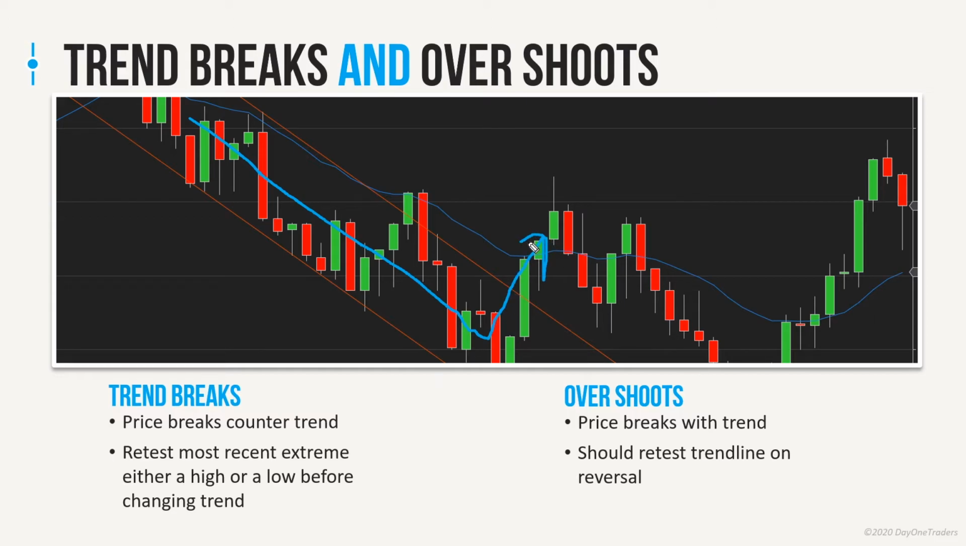And so what these like to do is they like to retest the most recent extreme, either a high or low. And so what that means is in a downwards trend, when we have a trend break, the market will like to then make a retest of this low. It'll either make a new low or it'll make a move in that direction in some fashion. And then in an uptrend, a trend break will be to the downside. And when it does that, it will try and retest that high before it changes its trend.